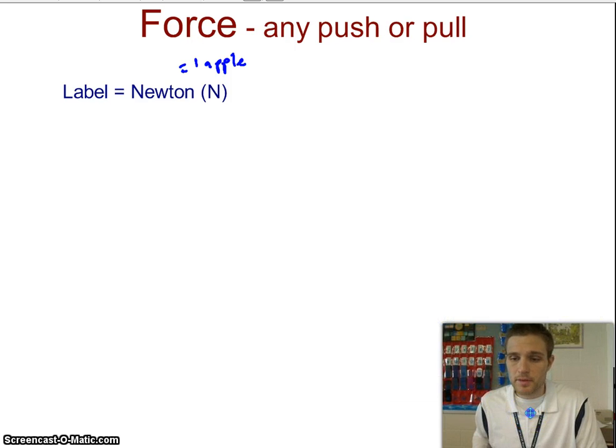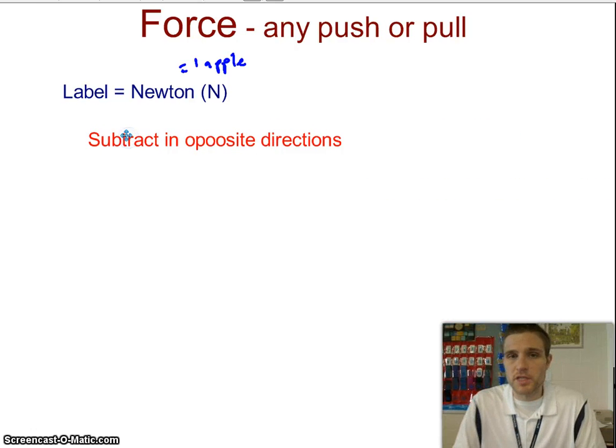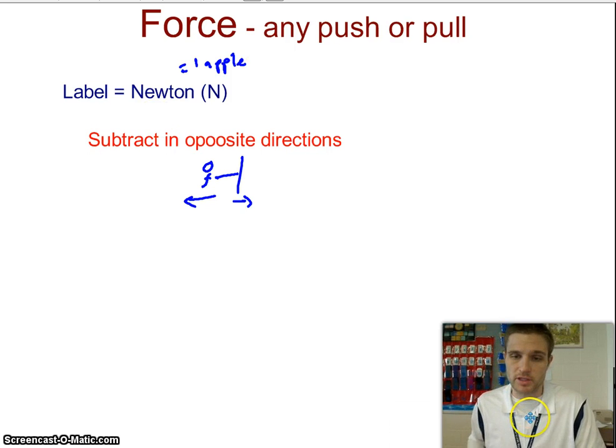All right. Next, if forces are working in opposite directions, which means they're going against each other, we're going to subtract them. And we'll look at some examples a little bit later, but what I'm talking about here is if I was pulling on a rope against a wall this way, the wall will be pulling against me that way. So I'm going to subtract those two forces because they're going in opposite directions.